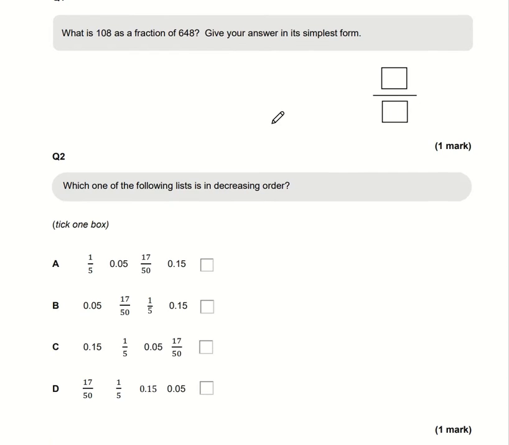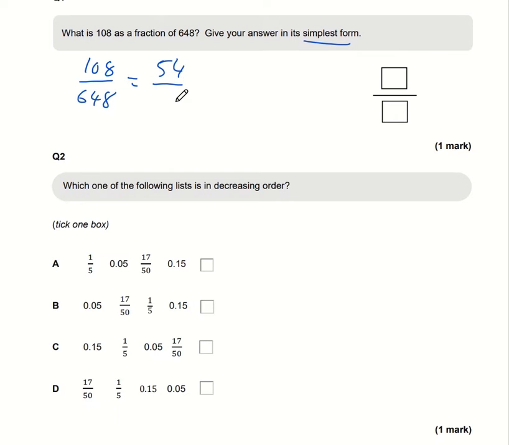So question number 1, what is 108 as a fraction of 648? Well, it's simply 108 over 648, but that is not a fraction in its simplest form. So we can see that these numbers are both even, so we can divide both by 2. 108 divided by 2 is 54.